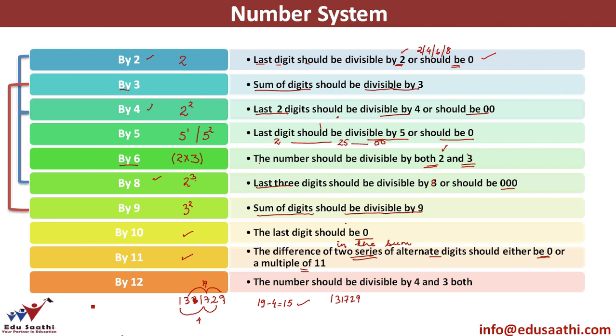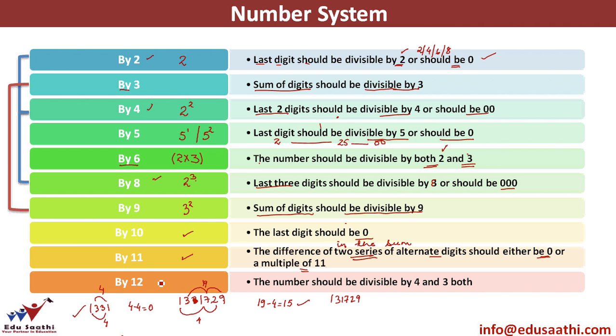Let's look at another number, 1331. So I'll get two series, 1, 3 and 1, 3. This sum is 4, this sum is 4. If I find the difference between the two series sums, it comes out to be 0. So that means this number is divisible by 11.